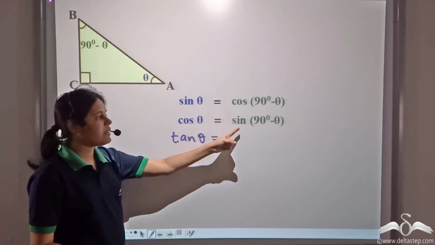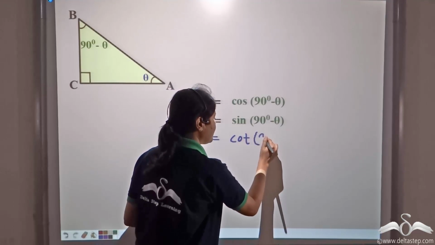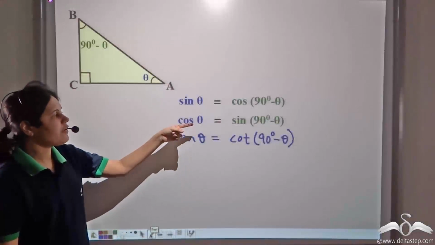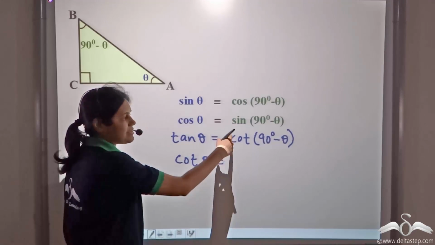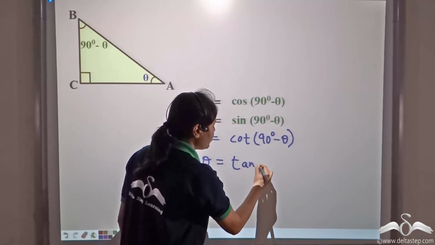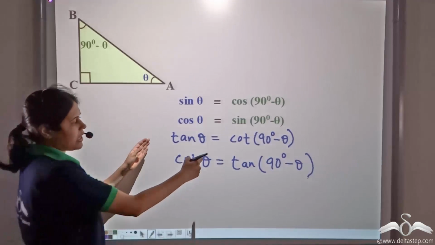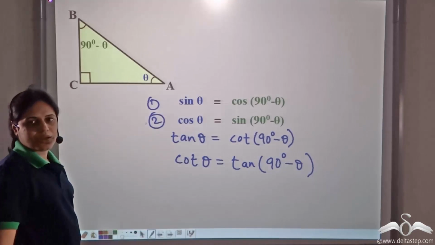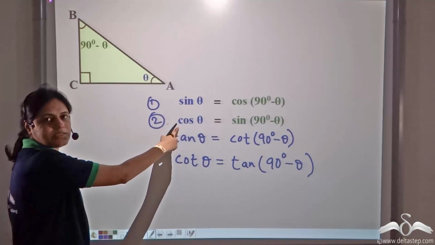And if you divide cos by sin, you get cot 90 degree minus theta. Similarly, if you divide cos by sin, you get cot theta. And sine 90 degree minus theta divided by cos 90 degree minus theta gives you tan 90 degree minus theta. So you get this on dividing 1 by 2, and you get this on dividing 2 by 1. So you can derive this from this.